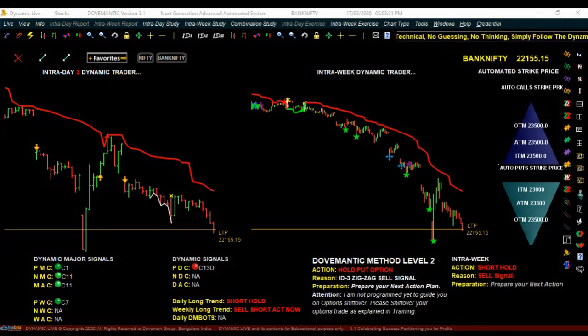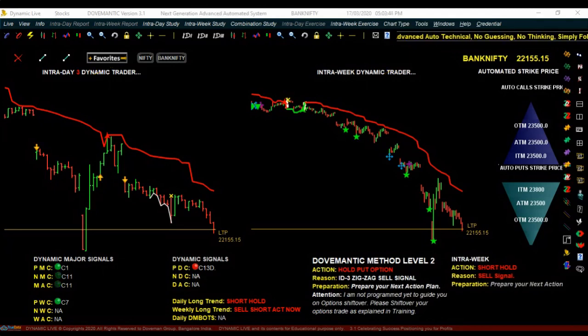In Dynamic Live, you are able to look at two different charts. Two charts are displayed. The one on your left side is called the intraday chart. The Intraday 3 chart is what you are looking at as of now. The one on the right side is called the intra-week chart. It's very clearly written there. These are the two different charts we are going to make use of.